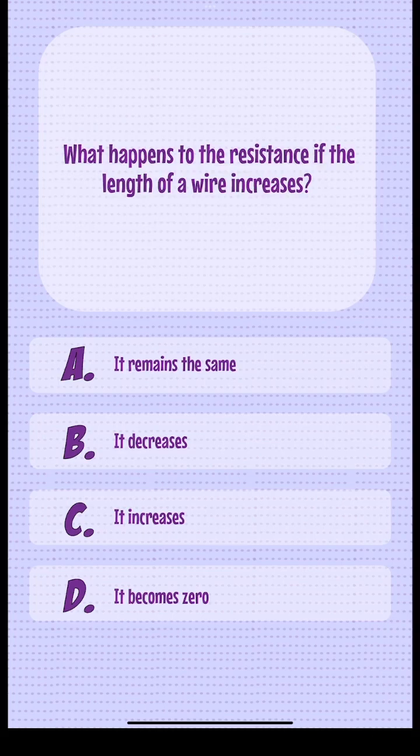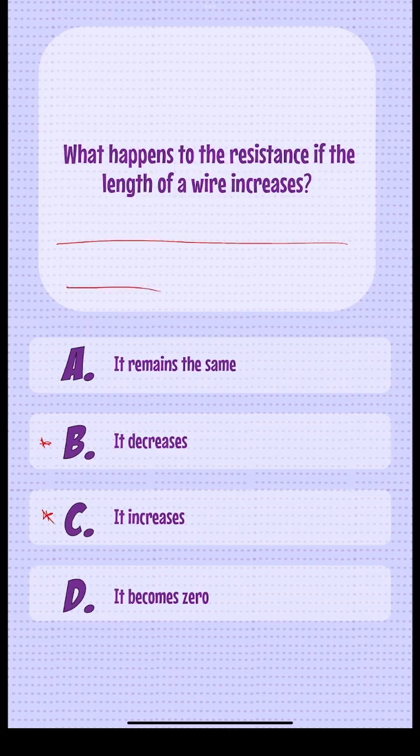So what answer we got? We've got B and C. So we've got people saying B, we've got people saying C. What happens to the resistance if the length of a wire increases? So basically, think about what resistance means. Resistance is how easily the current stops. So the more resistance you have, the more the current will stop.